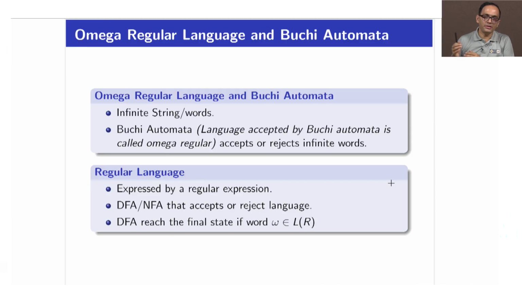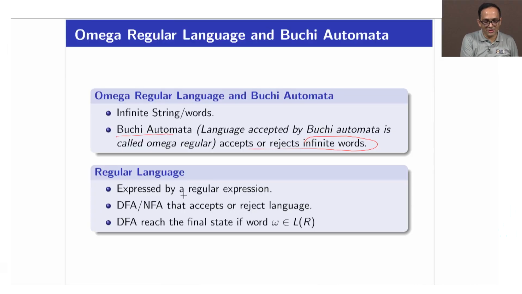Basically, Büchi automata is related to infinite words, right. Effectively, a Büchi automaton accepts or rejects infinite words. So, the language accepted by a Büchi automaton consists of infinite words. But now let us understand what are infinite words and finite words, right.